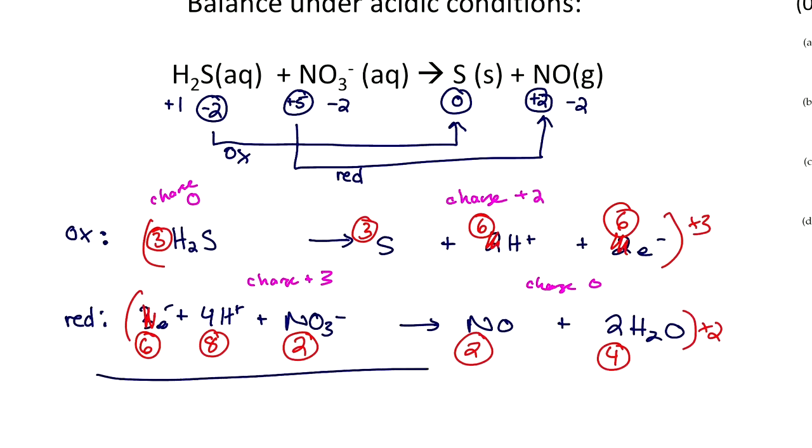Because that will help me save a step when I add those 2 reactions up. So now I can just add them up. All right, and I see that I have 3 H2S's. Those 6 electrons cancel, so I don't really have to write them.